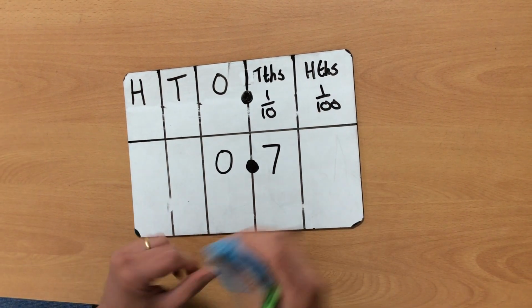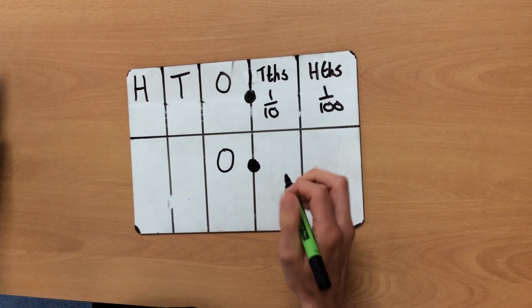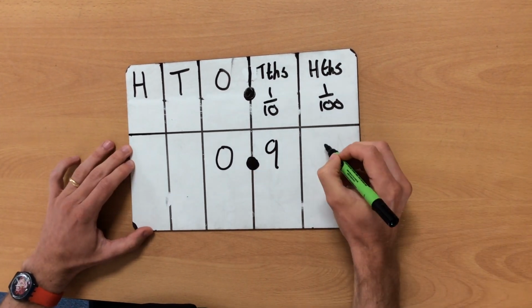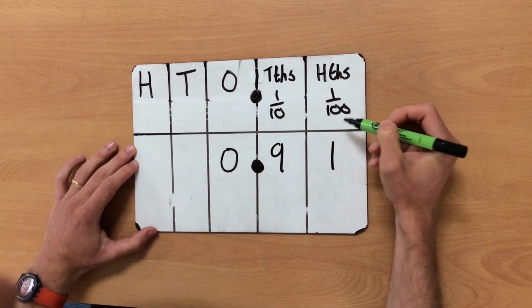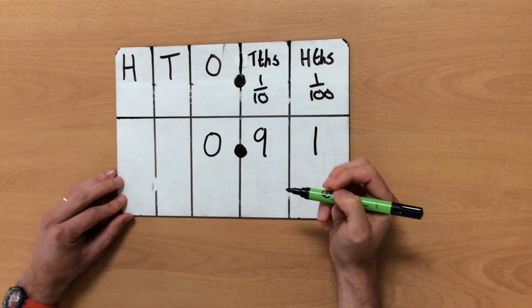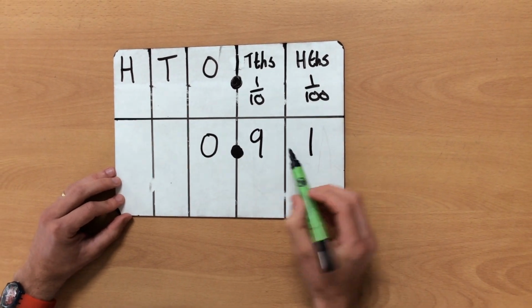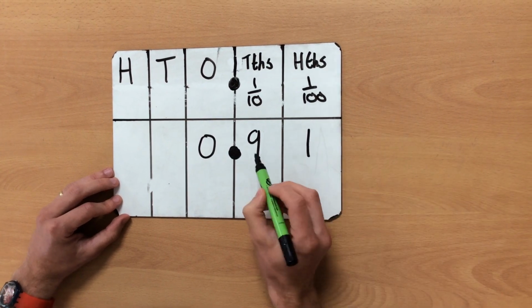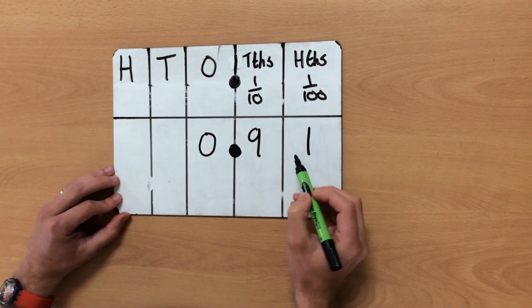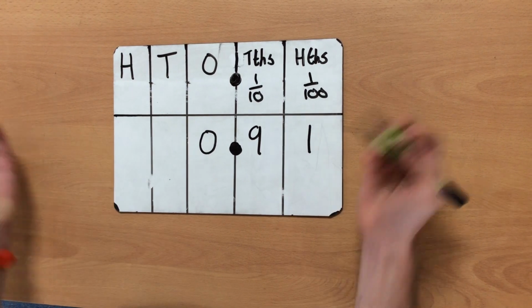Right, next we're going to have a look at 0.91. You'll notice there is a difference this time. 9 is in my tenths column, 1 is in my hundredths column. So what do you think I would do here, everyone? Do you think my answer as a fraction would be 9 tenths, 1 hundredth, or maybe 91 tenths, or 91 hundredths? What would you think?